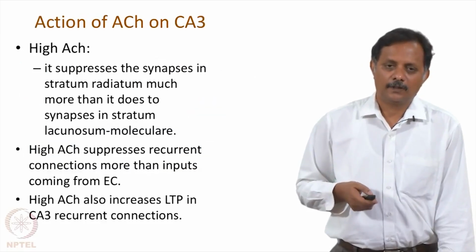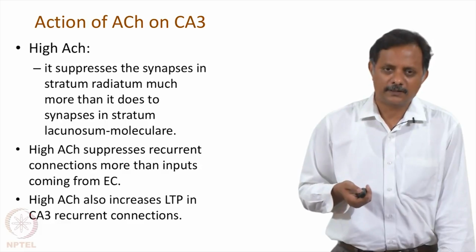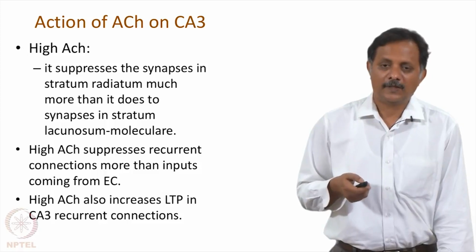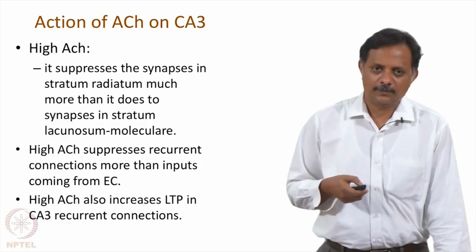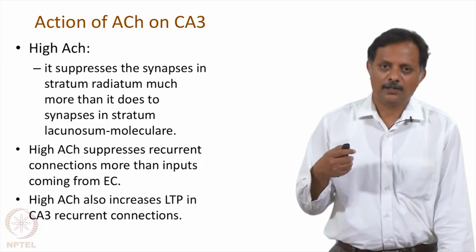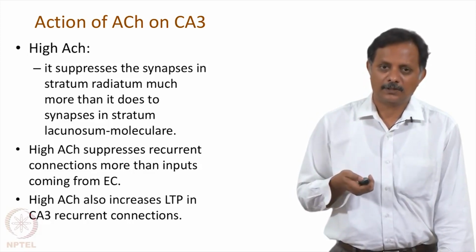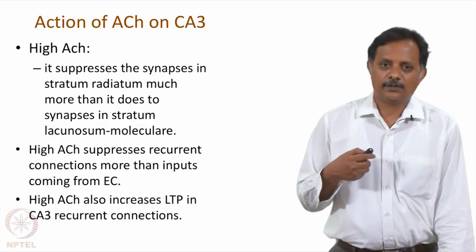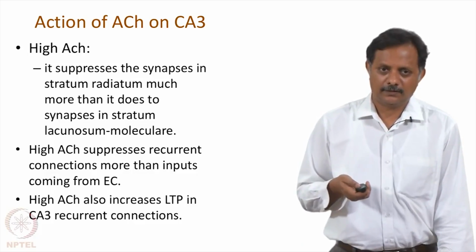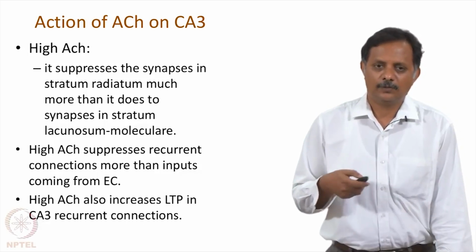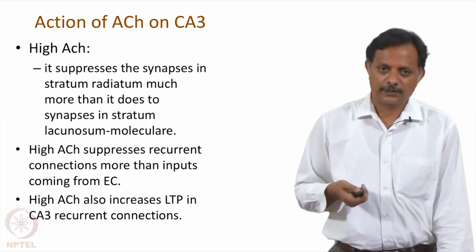pyramidale. Now, it turns out that when you increase acetylcholine levels in CA3, it suppresses the synapses in stratum radiatum much more than it does the synapses in stratum lacunosum moleculare. That means it suppresses synapses of the recurrent connections a lot more than it suppresses the synapses of the external inputs. And also high ACH increases LTP in CA3 recurrent connections. So basically, it is at high ACH that you are able to achieve the conditions necessary for memory storage in CA3.